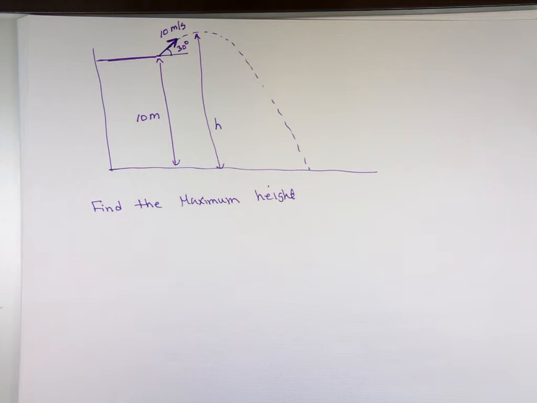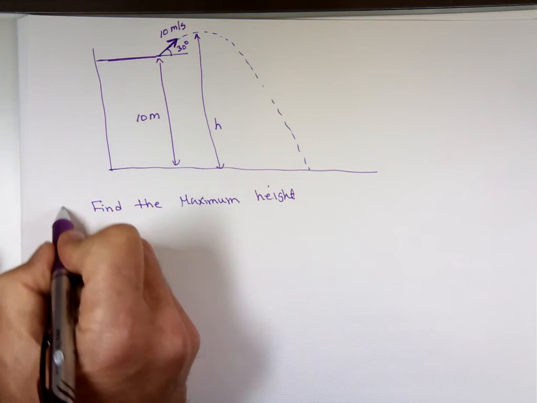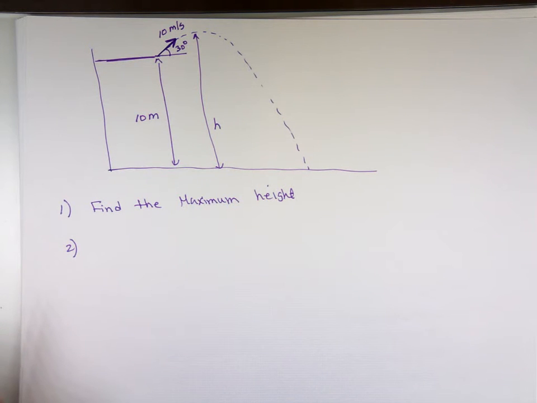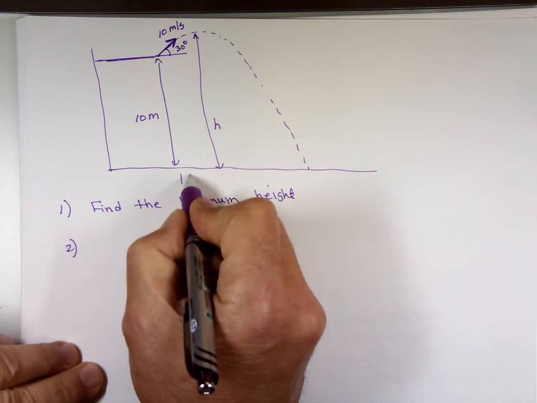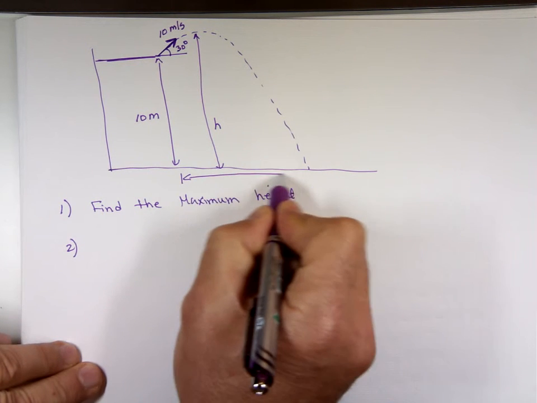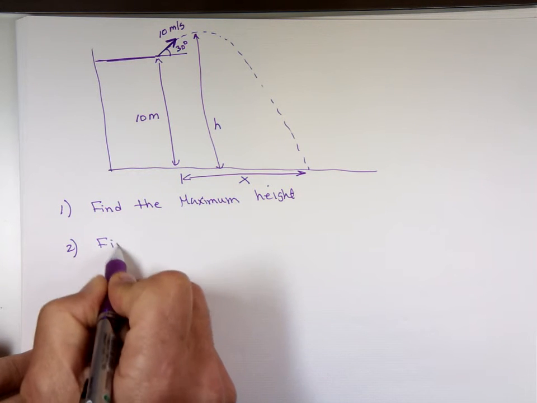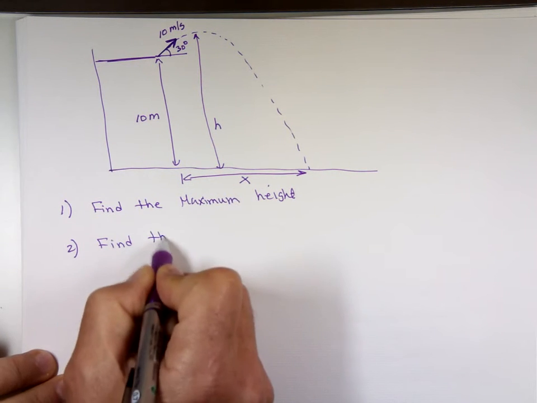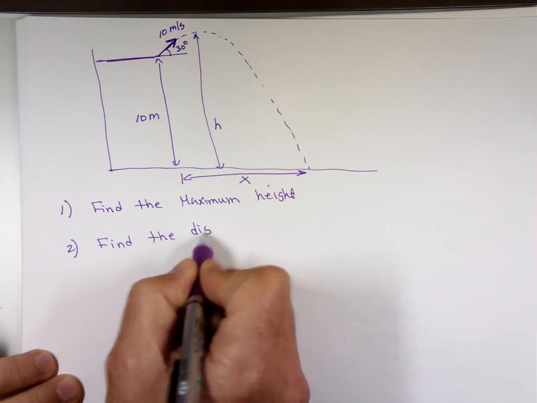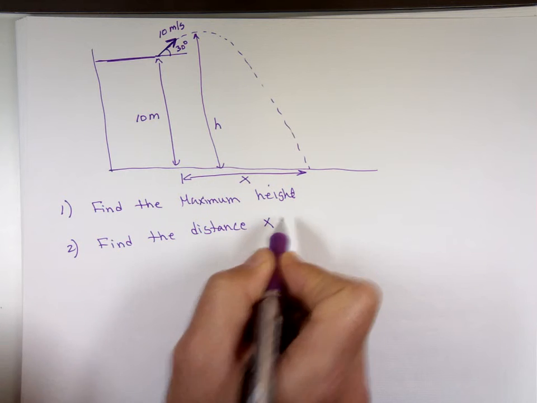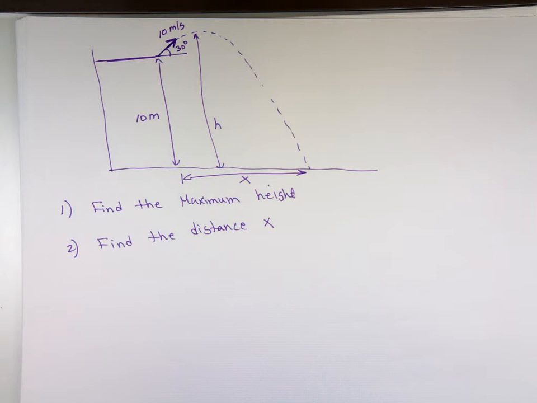Question number 1. Question number 2. How far from the diving board, from where they jump, where they're going to land? Find the distance X. And question number 3.